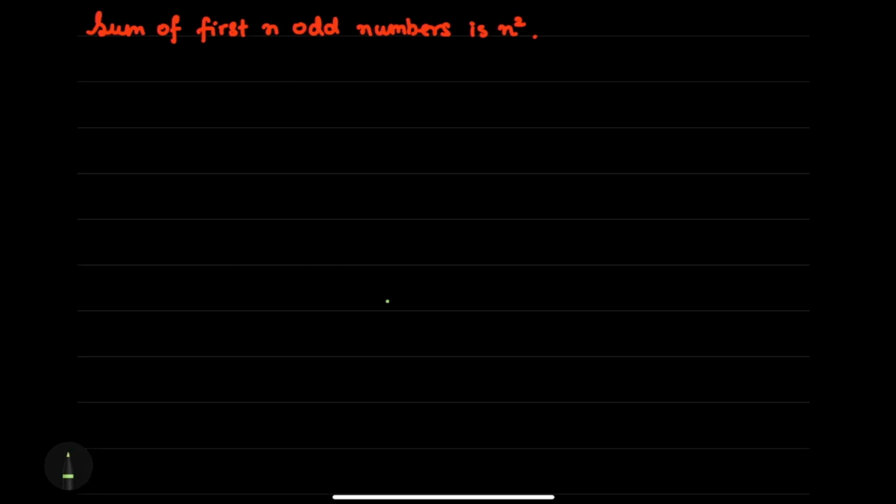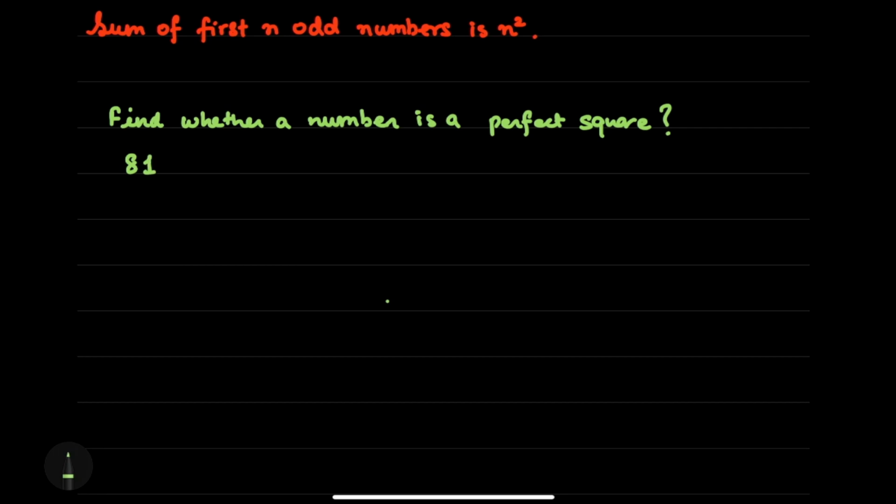A very simple example that comes out of this is to find whether a number is a perfect square or not. So let's take the example of 81. For this, we need to successively subtract the odd numbers 1, 3, 5, 7, and so on until we get 0. If we get a negative number, then that number is not a perfect square. So let's do this through this example.